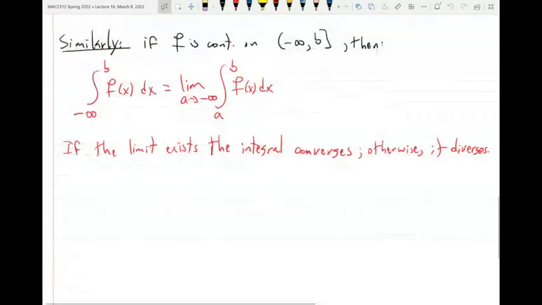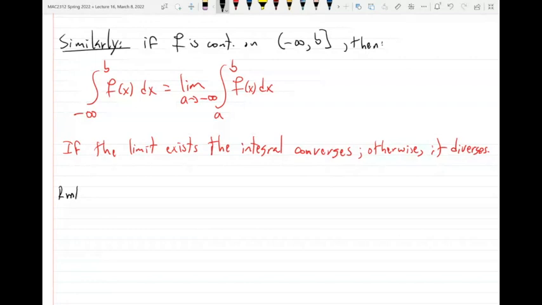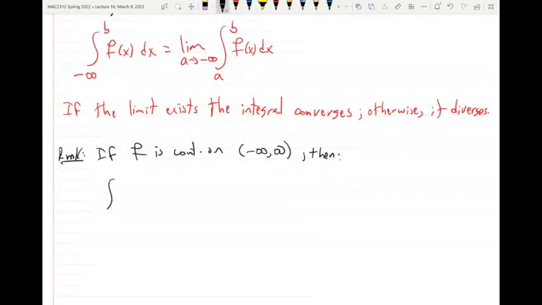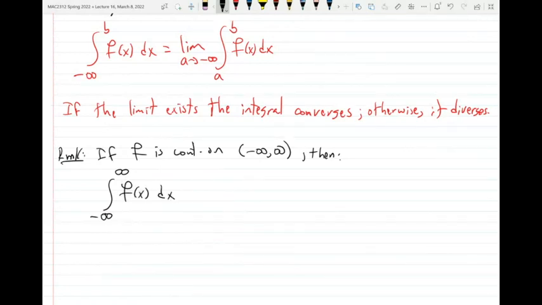So let me just say a remark. If f is continuous on the entire real line, so on the entire interval, then you could have the integral from negative infinity to infinity of f of x. And if you have this, if you want, you can say this is a type 1 improper integral 2 times, right? So what we do is we split this into 2 integrals because we always want to have one problem at a time, okay? We want to deal with one situation at a time.